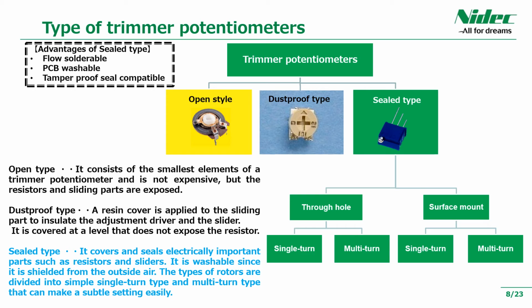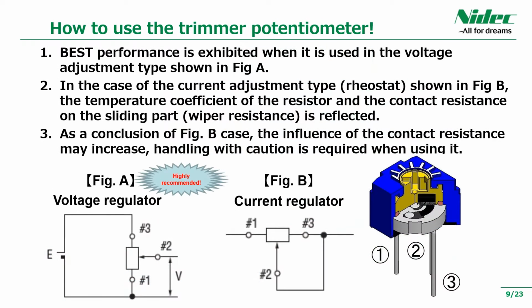The sealed type has excellent environmental resistance because the electrically important parts such as resistors and sliders are shielded from the outside air, so that it is washable in accordance with the specified cleaning method. This is the sealed trimmer we specialize in. Next is how to use a trimmer potentiometer. There is a voltage adjustment type shown in Figure A and a current adjustment type shown in Figure B.